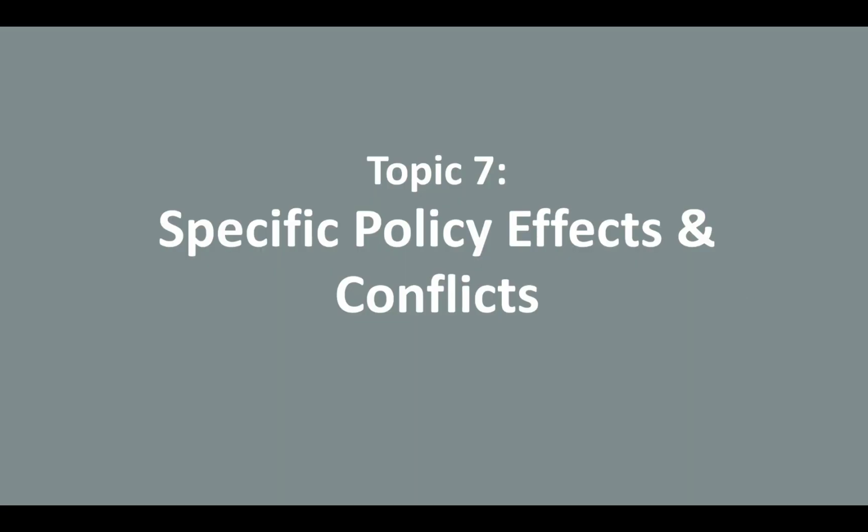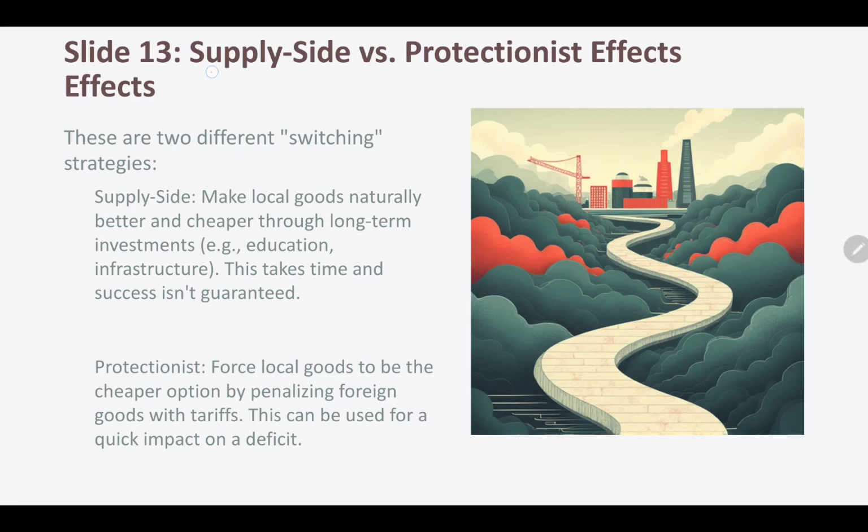Specific policies, effects, and conflicts. Supply side versus protectionist effects. There are two different switching strategies: supply side and protectionist. Supply side makes local goods naturally better and cheaper through long-term investments, education and infrastructure. This takes time and success isn't guaranteed, because supply side policy takes a lot of time.